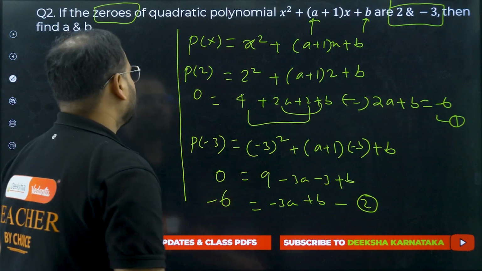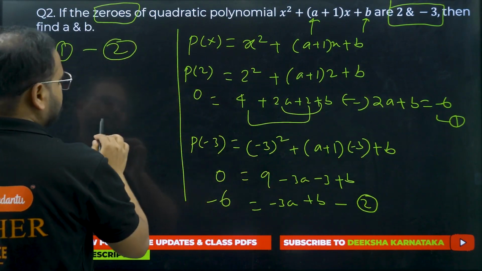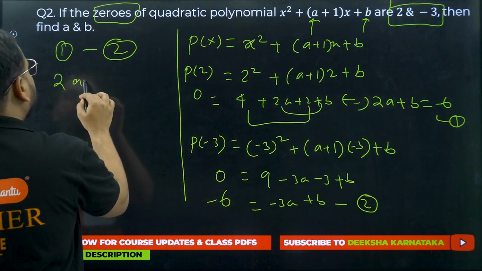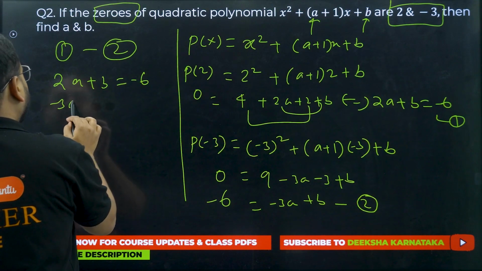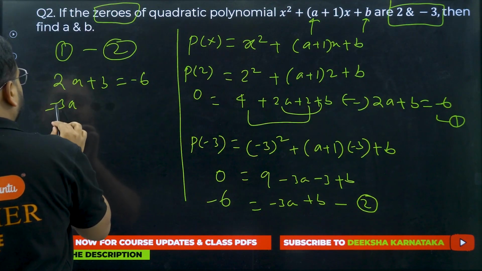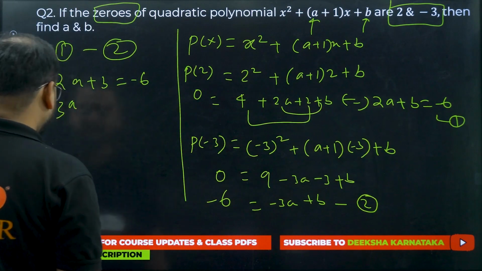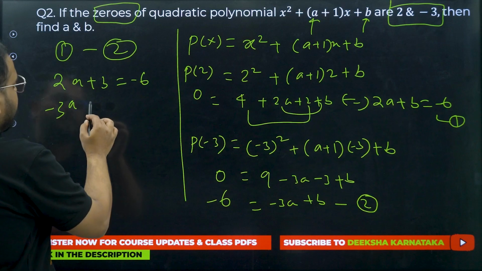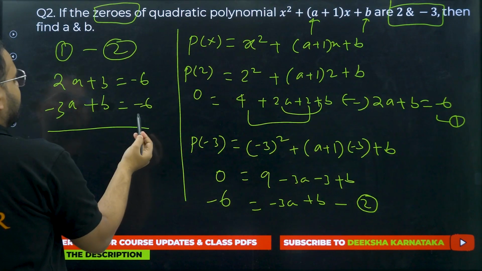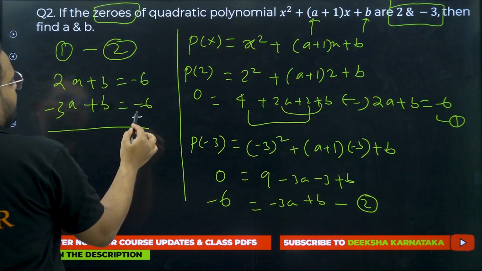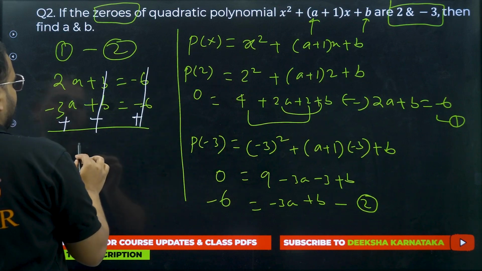Now do one thing. Do subtraction of 1 minus 2. Do it over here. What is equation 1? So 2a plus b equals minus 6. Next one is what? Minus 3a plus b equals minus 6. I hope this is visible. Okay, sir. Have a look. Difference means sign change will be there. So plus minus plus goes out. This also goes out. I get what?